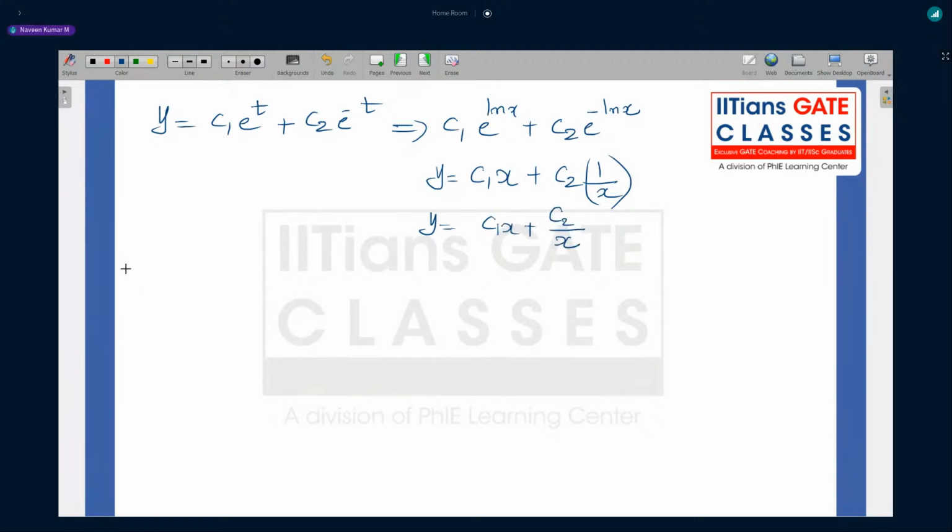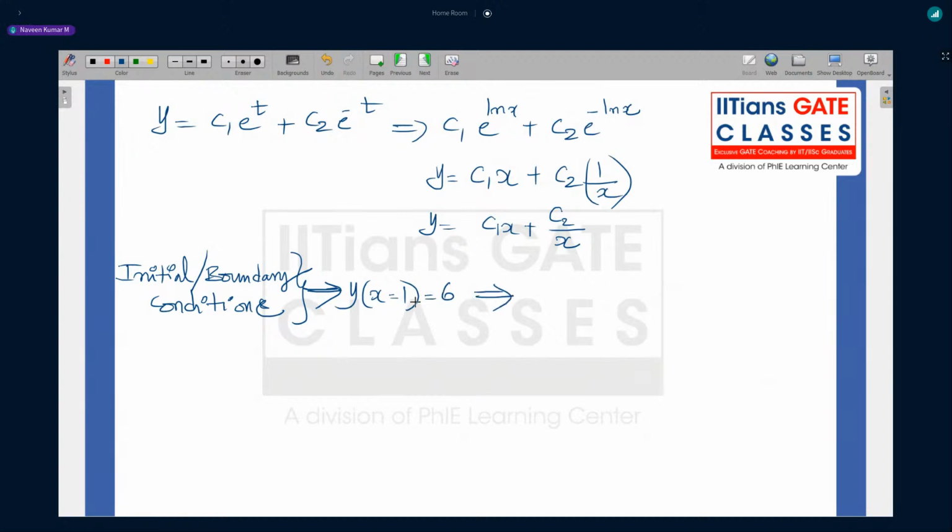Okay. So now the initial or boundary conditions. What is that? y at x is equal to 1 is equal to 6. So let's substitute here: y is 6, x is 1. C1 into 1 plus c2 divided by 1. So I can say here 6 is equal to c1 plus c2. This is equation number 1.